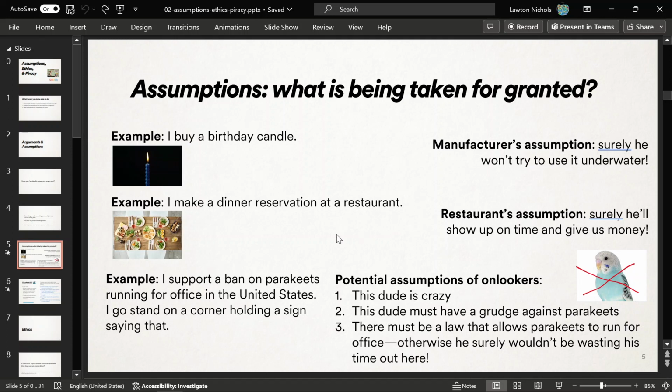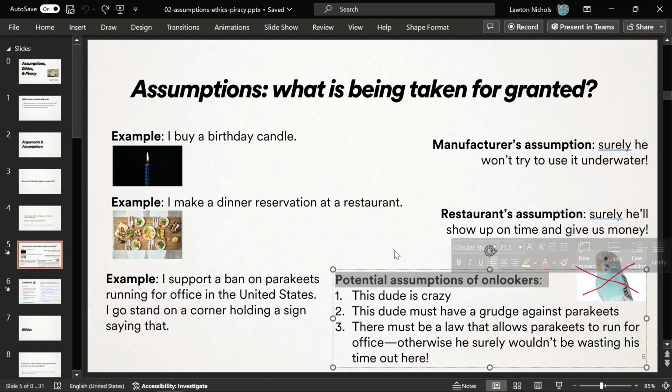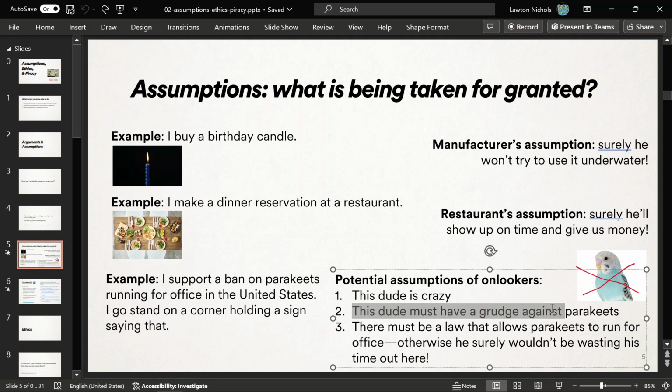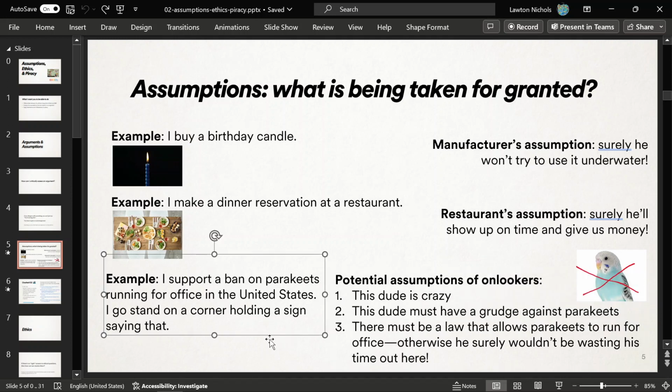And then here's my silliest idea, just to drive the point home. Let's say that for some reason, I support a ban on parakeets running for office in the U.S. And I go and stand outside of the bus loop, and I hold a sign saying "No parakeets for U.S. office." As you look at me, you have many ideas running through your mind. Probably at that point, you'll make a few assumptions. You got three options. One is, I am crazy. I've had a mental breakdown because I have too many essays to grade. Or you might think that some parakeets have wronged me in the past, because why would I be specifically talking about them? So maybe we think that I don't like parakeets for some reason.